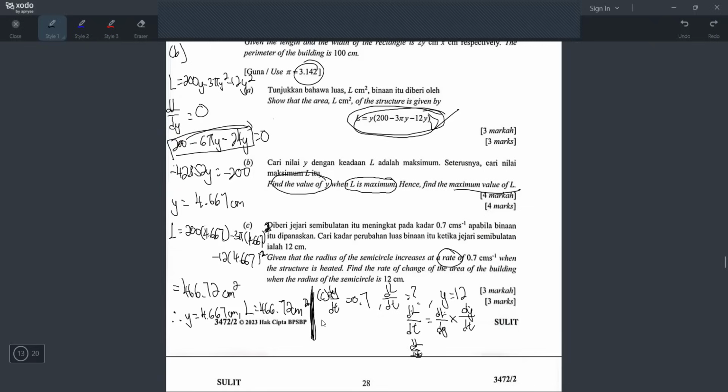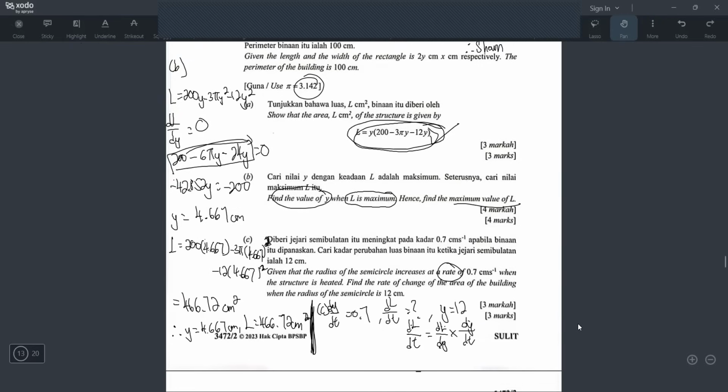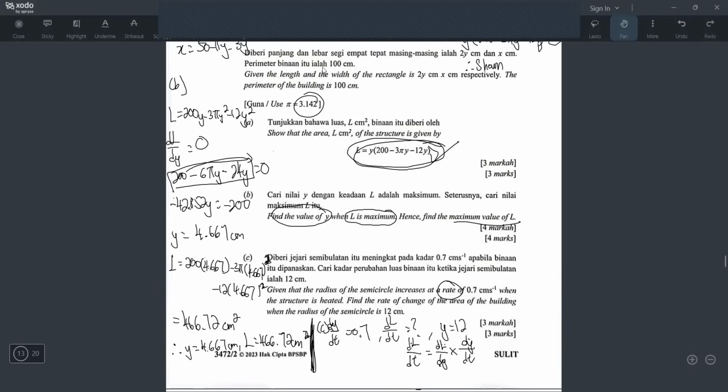Okay, let me write again. Wait for me a moment. Do I have any space down here? I don't have space already. Can I write here? I just put a bracket and an arrow like this. I write here. So this one is continuation of C here. So dL dt I want to find in the end. And then dL dy is not available now. But dy dt is given as 0.7. So dy dt I know is 0.7.